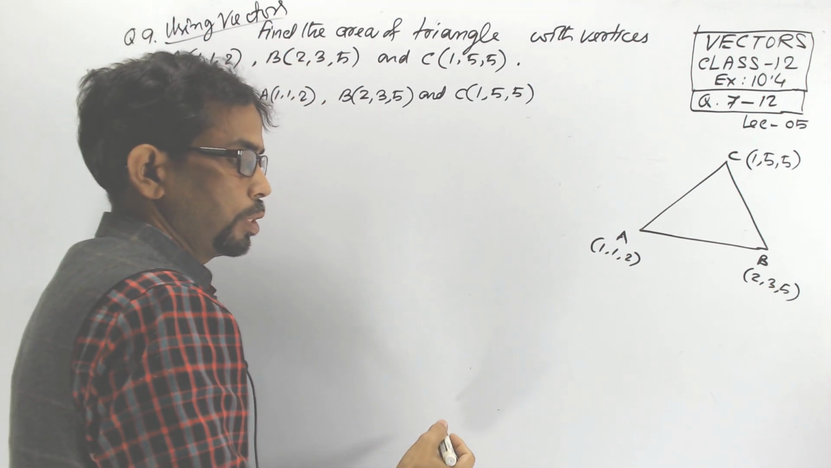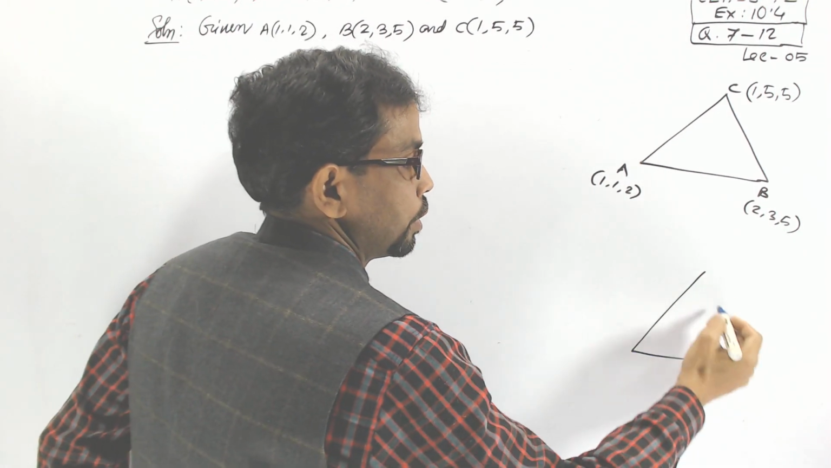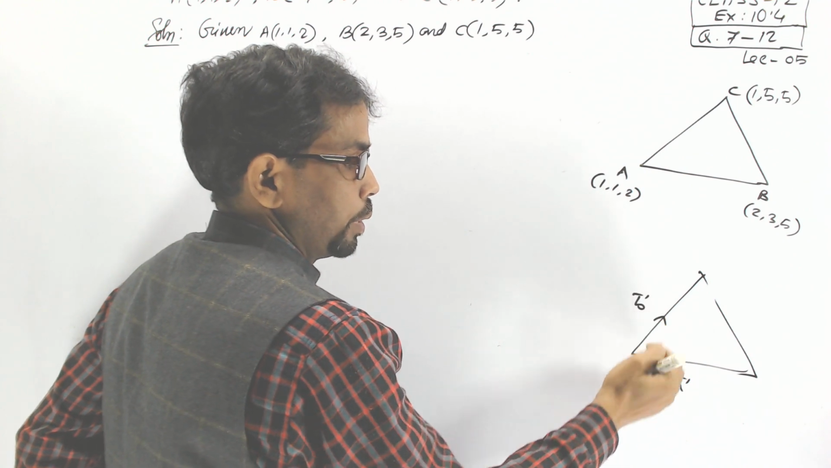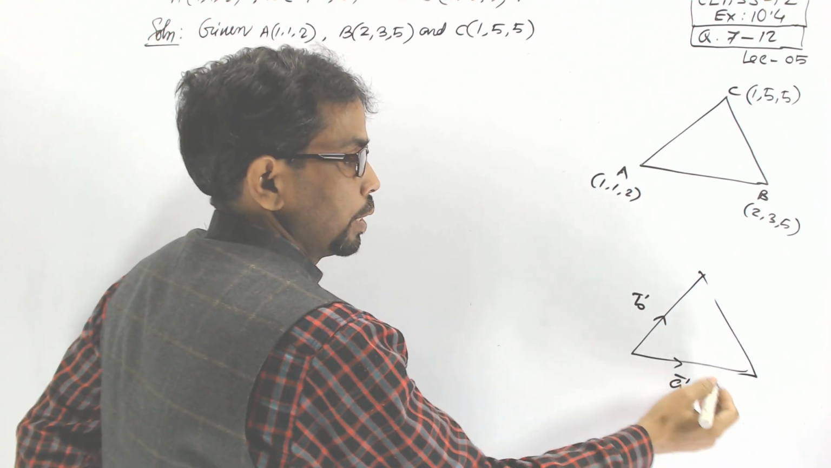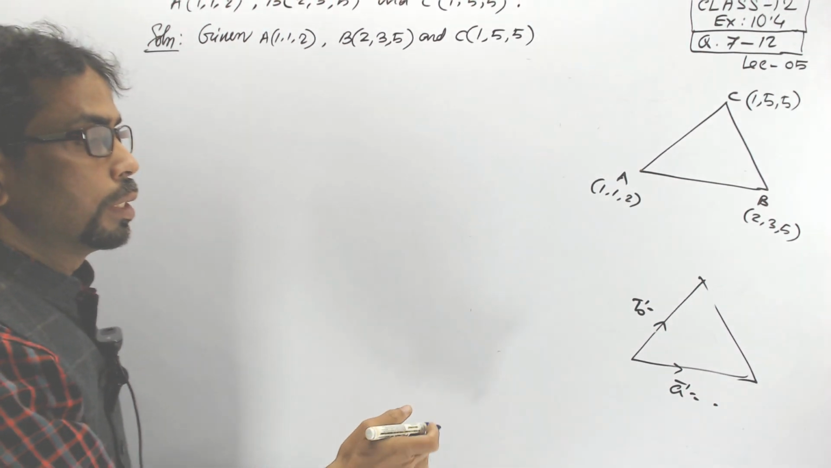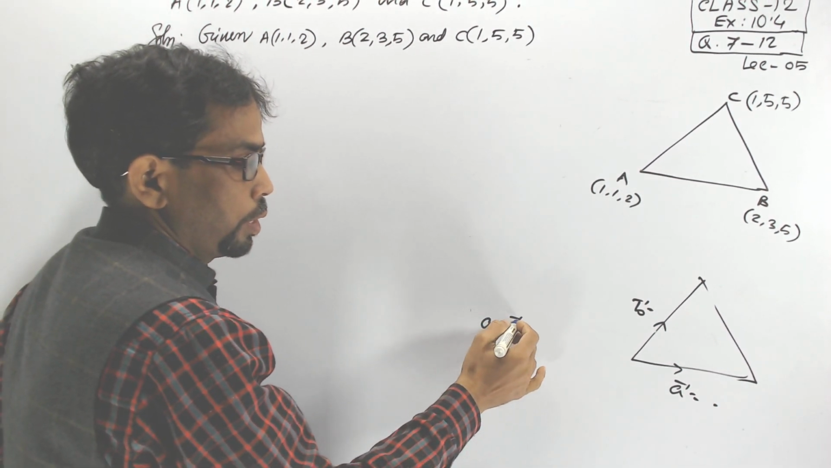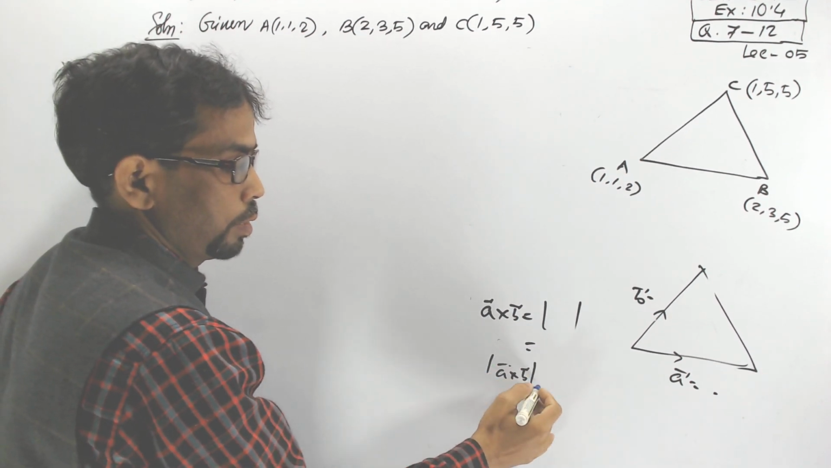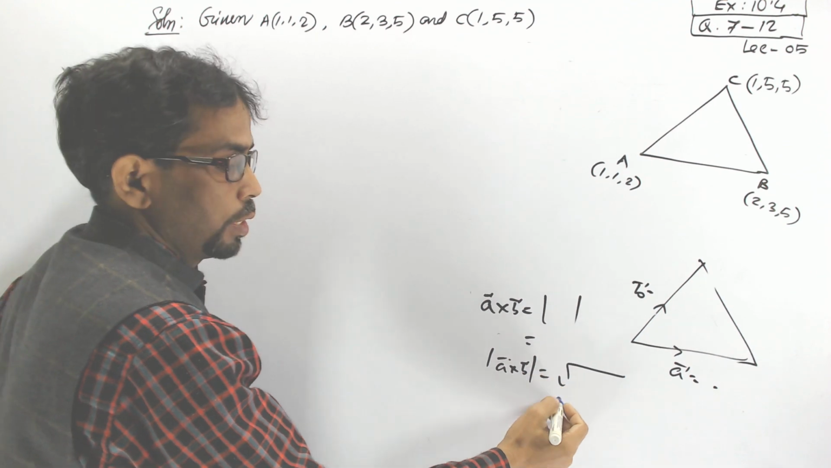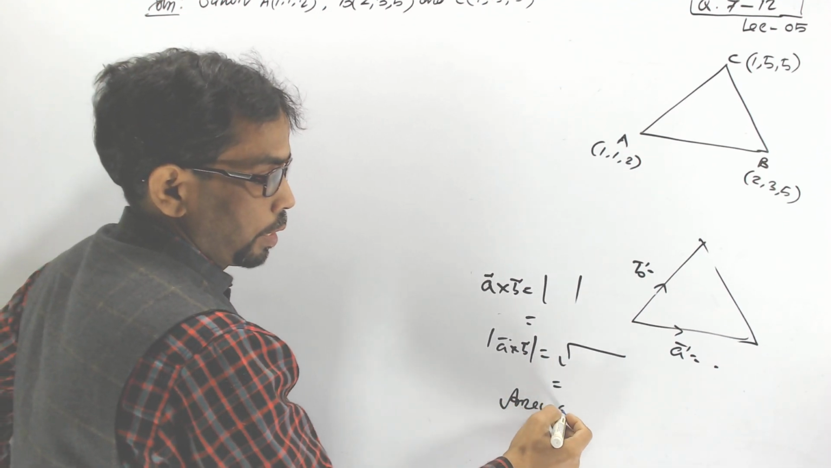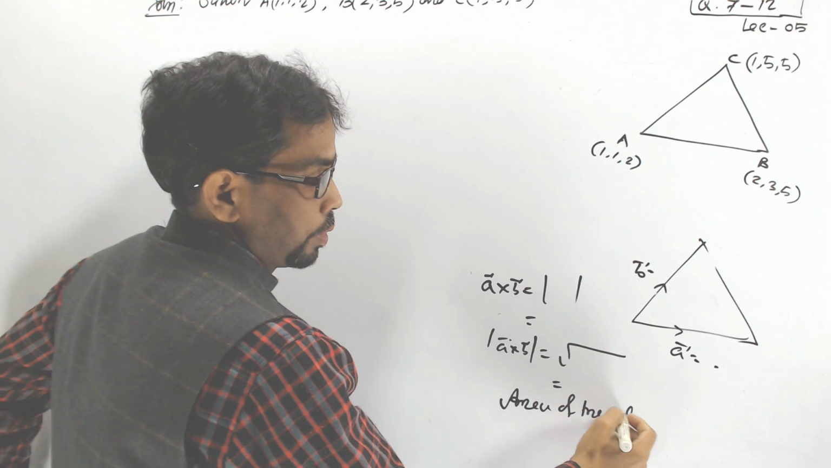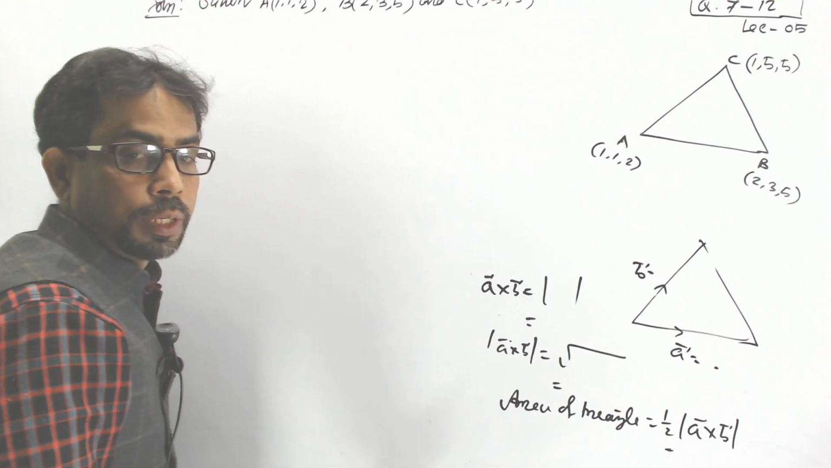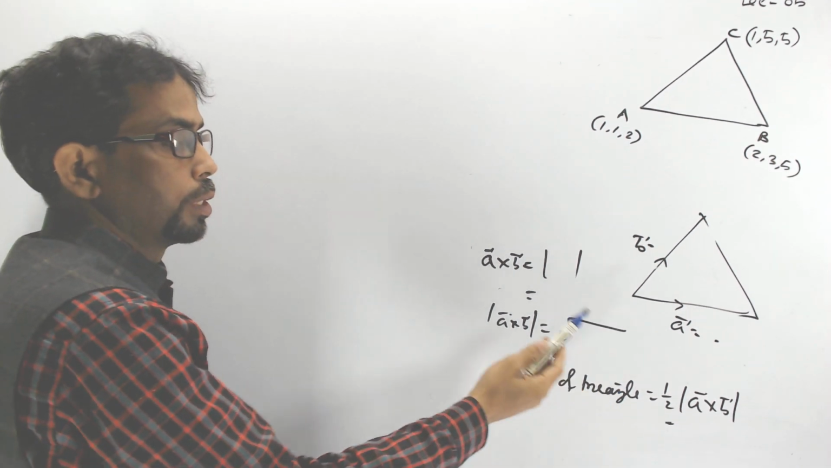Now the concept is like this: if in a triangle two sides are represented by vectors a and b, one side by vector a and another side by vector b, then at first we find the cross product of the two vectors using the determinant. Then we find the magnitude of the cross product, the square root of the sum of squares of the coefficients of i, j, k. The area of the triangle is half of the cross product magnitude.